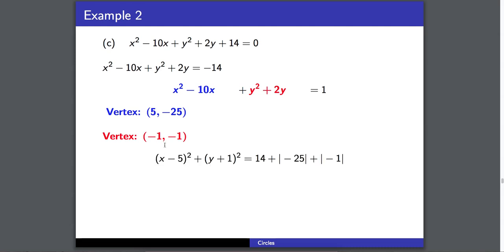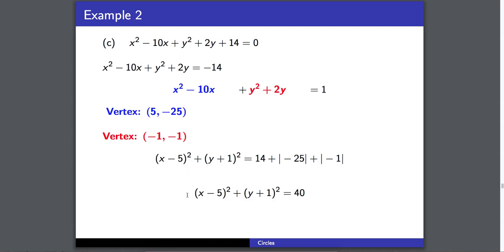But in any event, we have (x − 5)² + (y − (−1))², which becomes (y + 1)², equals, this should be a negative 14 over here. Okay, so this is −14 plus the absolute value of −25 plus the absolute value of −1. So apologize for the typo here. In any event, when we do 14 + 25 + 1, we get 40.